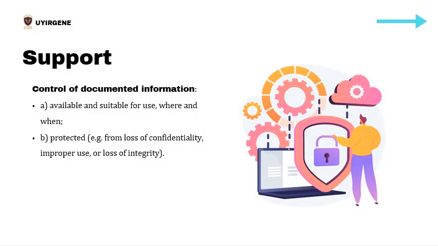Control of documented information. Documented information required by the quality management system, and by the ISO 9001 international standard, shall be controlled to ensure it is available and suitable for use, where and when it is needed, and that it is adequately protected, for example from loss of confidentiality, improper use, or loss of integrity.